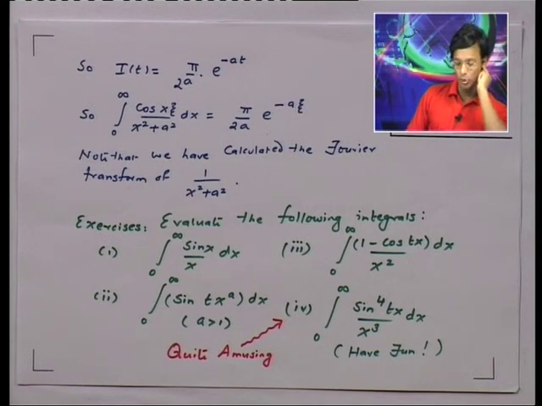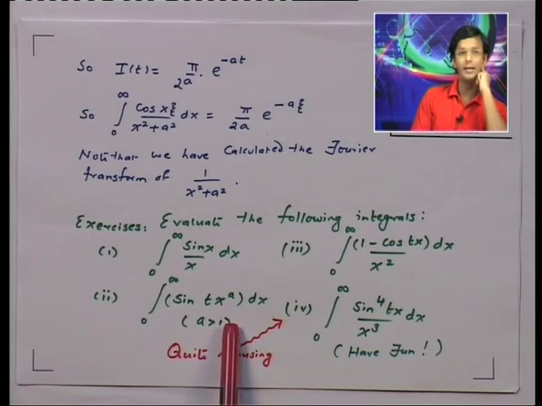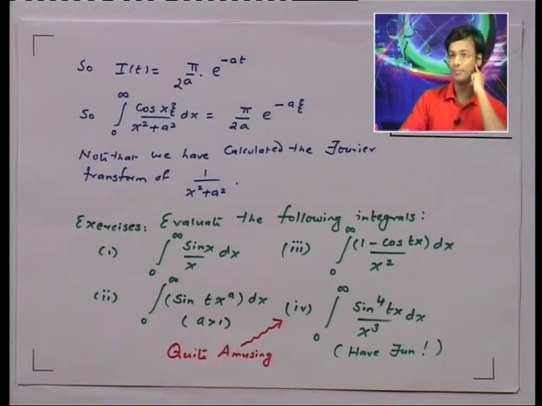And when a equal to 2 in the second one, what do you get? Integral 0 to infinity of sine of t x squared, correct. Suppose a is 2 and t equal to 1, what do you get? That is the Fresnel integral. When a is 2 and t equal to 1 in the second exercise, the integral is a Fresnel integral, which appears in the theory of Fresnel diffraction, correct. So, some of the well known integrals are computable via Laplace transforms.